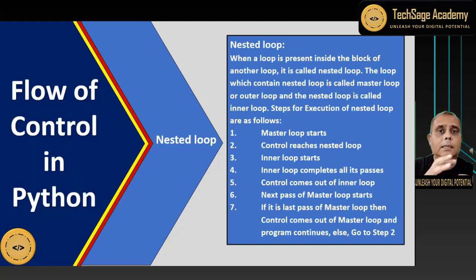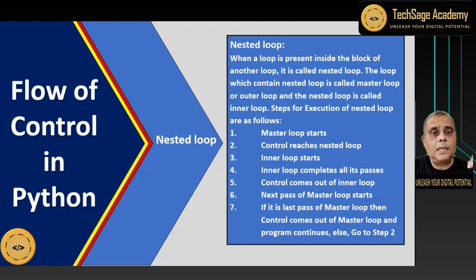Now, how does this nested loop work? The loop that contains a nested loop is called the master loop. And the loop which is present inside the master loop is called either the nested loop or the inner loop. What are the steps for execution of nested loops? Number 1, the master loop starts. The statements written inside the master loop execute, and then the control goes to the inner loop. The inner loop starts.